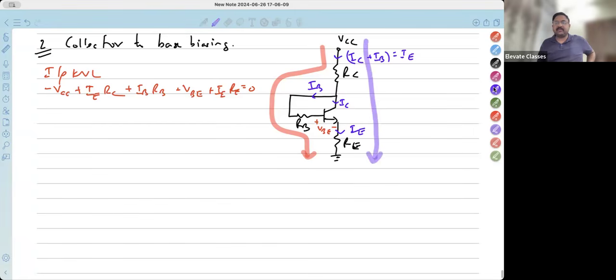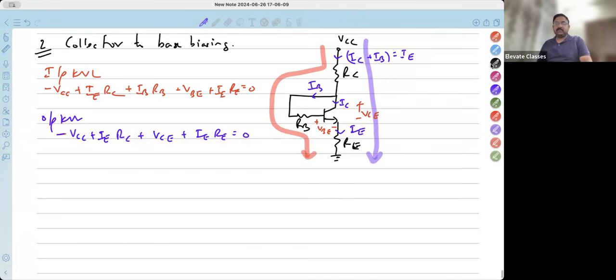Output KVL will come straight down. Output KVL क्या होगा? अच्छा ये voltage लिख देता हूँ. This is plus VCE. So output KVL will become minus VCC plus IE RC plus VCE plus IE RE is equal to 0. That's all. ये हो गया आपका solve. Nothing special, but this is one mistake that students will end up making, and then आपका गलत हो जाएगा.